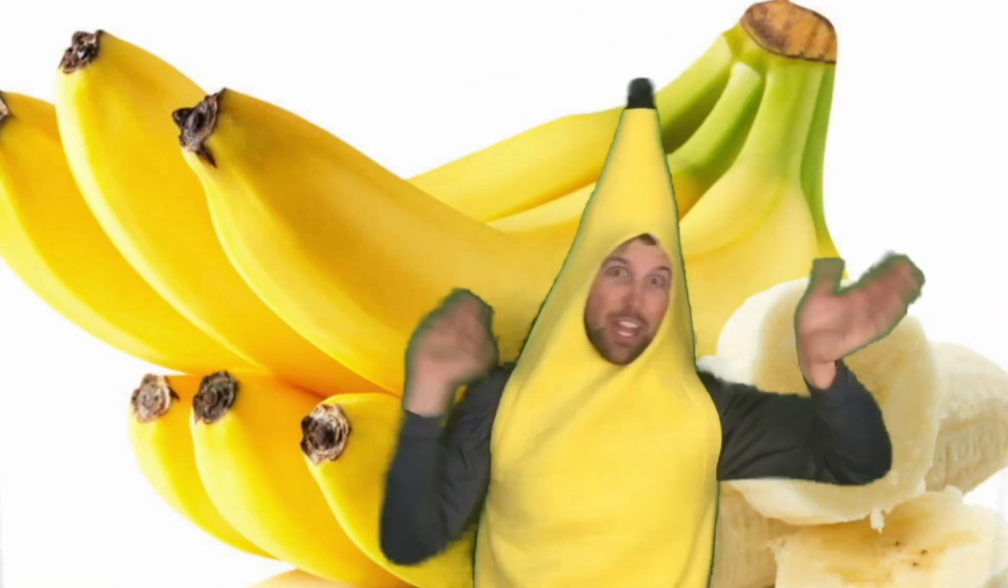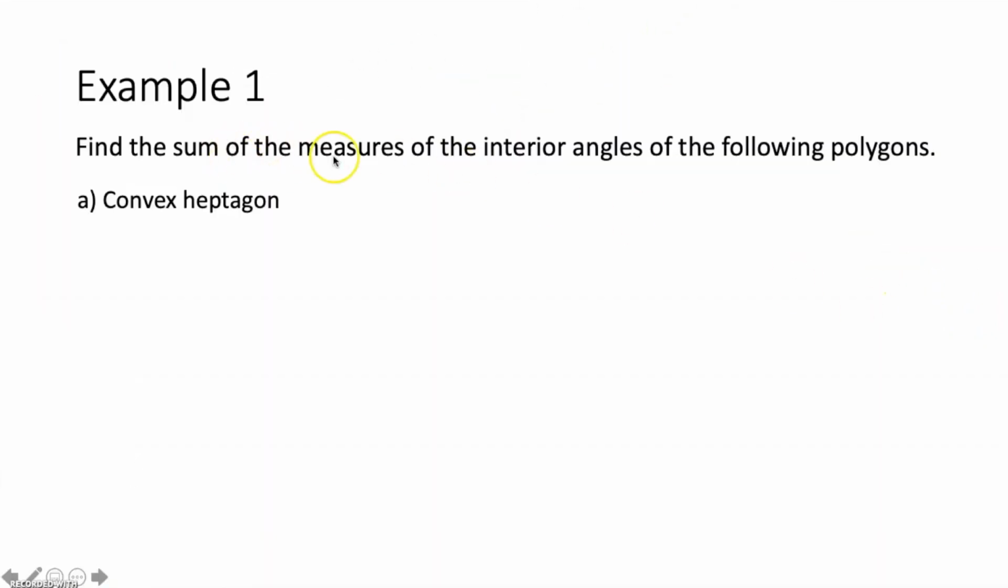Hey, now it's example time! Example 1 says find the sum of the measures of the interior angles of the following polygons. So here we have a convex heptagon. So what does that look like?